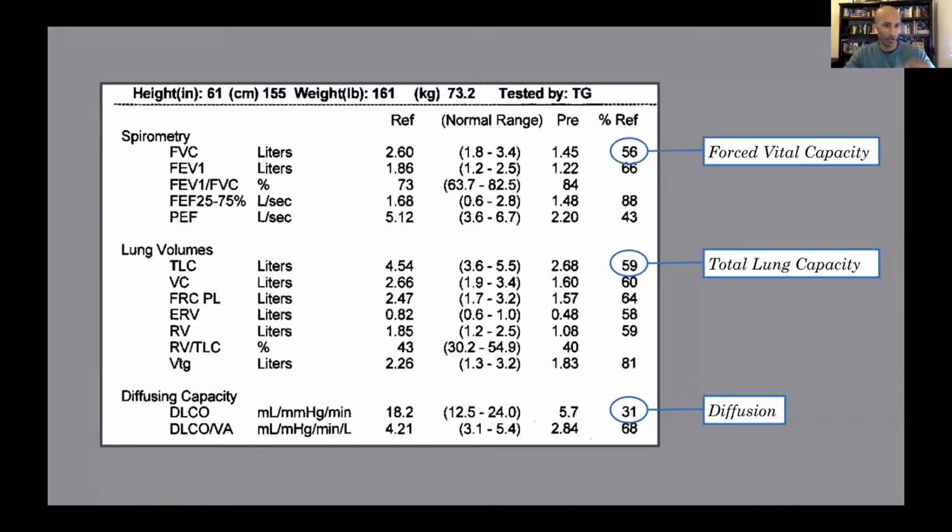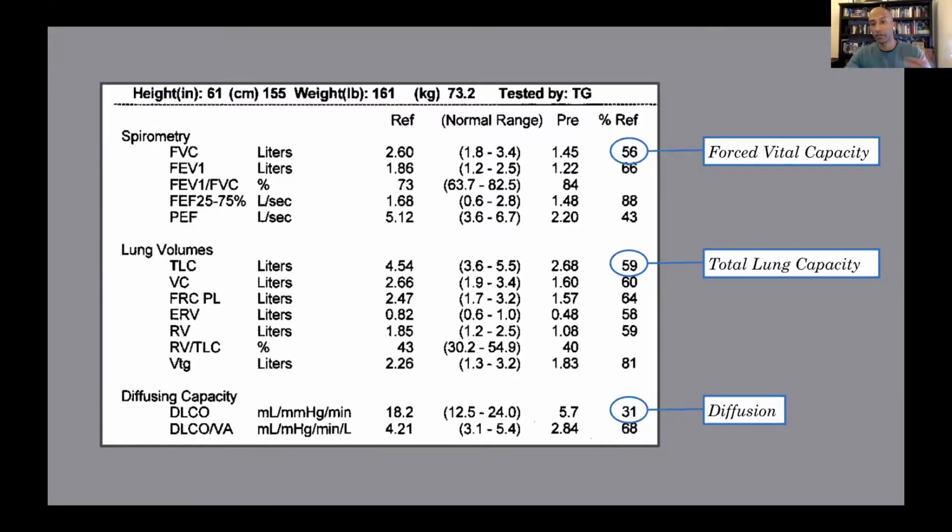So in the first part, which is called spirometry, that's your flows, that's your ability to blow your air in and out. And what's circled at the top there is the forced vital capacity. So that's 56% out of 100. So pretty reduced. So her volumes are smaller than they should be. Likewise, the next paragraph, there are lung volumes. So the TLC, or the total lung capacity, is only 59% out of approximately 100. Also small.